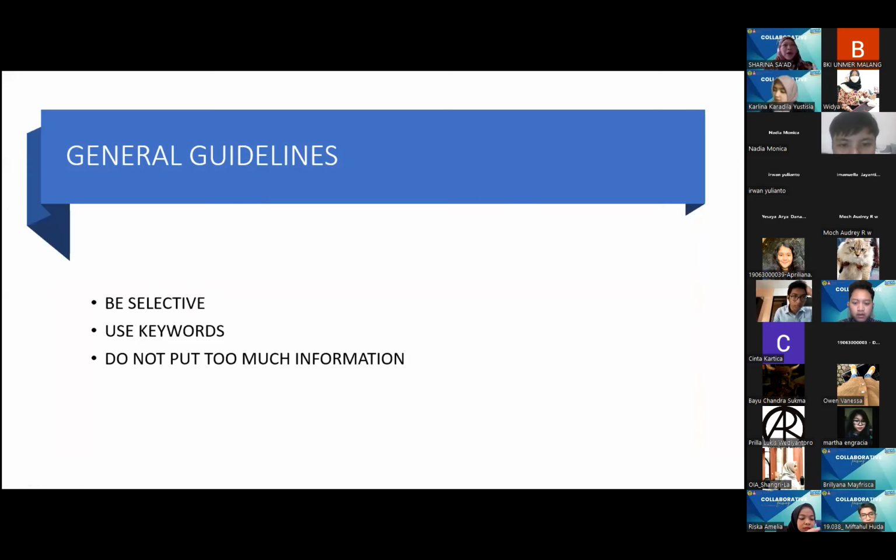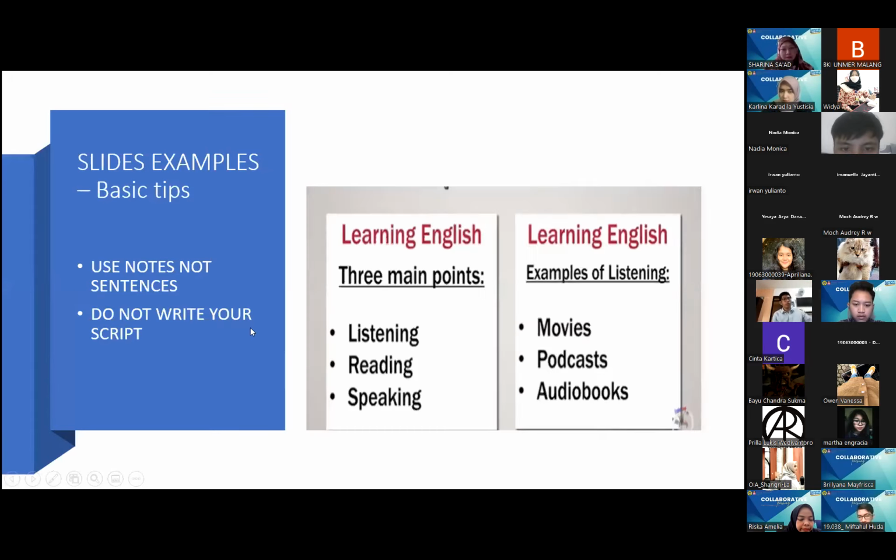For example, your book is 200 pages. So what are the points? What are the interesting things that you want to share from that 200 pages novel? So you have to be selective. And when you want to prepare your visual, maybe you want to use only keywords, and do not put too much information there. So these are the simple examples.